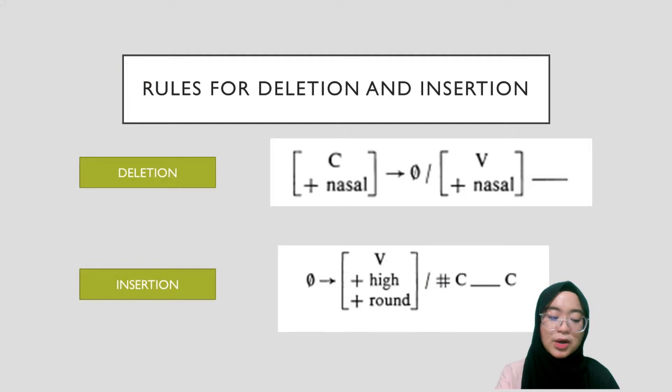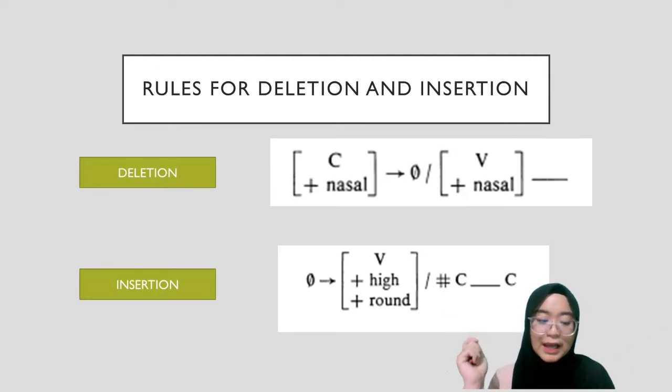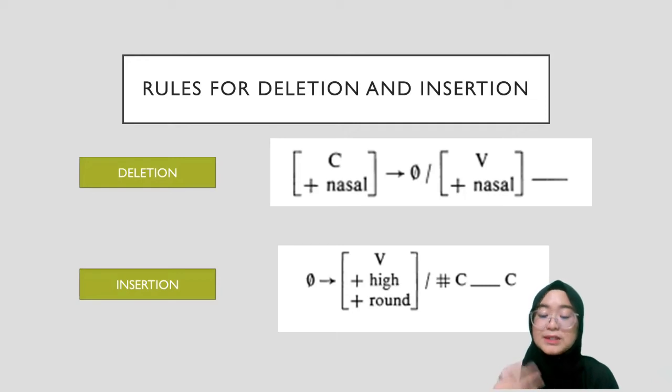The segment which undergoes deletion appears to the left of the arrow, and the null symbol is to the right. And then we have insertion. In insertion, the null symbol appears to the left of the arrow, and the segment to be inserted appears to the right. If it is deletion, the null symbol appears on the right. If it is insertion, it appears on the left of the arrow. That's how the rules of deletion and insertion work.